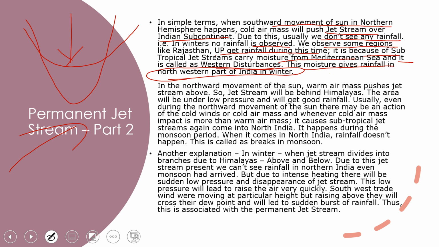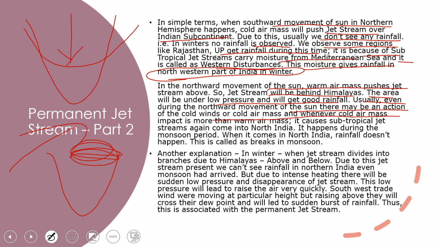So now in the northward movement of the sun, warm air mass pushes the jet stream that is present over the Indian subcontinent, which is not allowing rainfall here and is creating a high pressure zone. So the jet stream will move behind the Himalayas, and the area will be under low pressure, and it will get good rainfall.